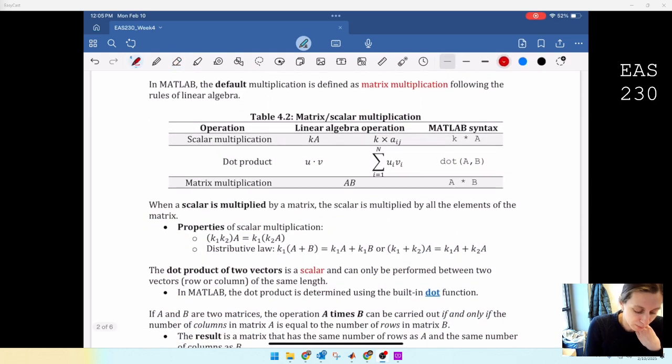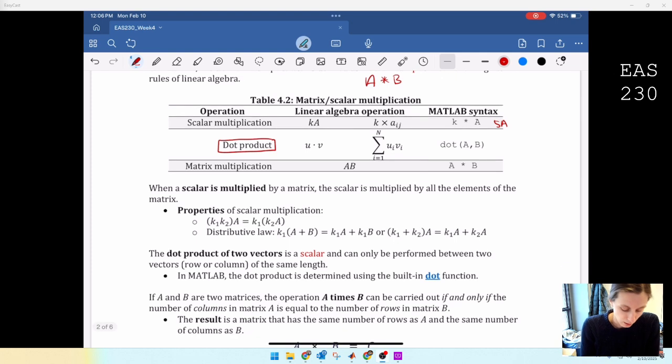Next one, matrix multiplication. How does MATLAB or linear algebra define multiplication between two matrices, A times B? First things first, if A is a scalar, so if I have 5 times A, it just multiplies all the elements by that scalar, not complicated. Before we get to actual matrix multiplication, we need to stop and pause and talk about the dot product. The dot product is super important when it comes to matrix multiplication because matrix multiplication is a bunch of dot products.